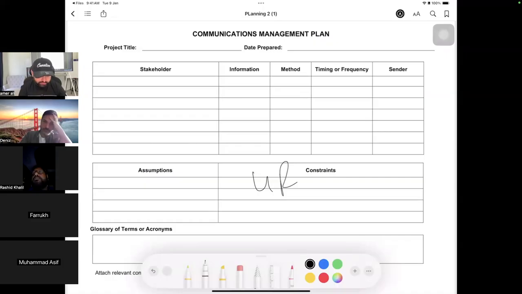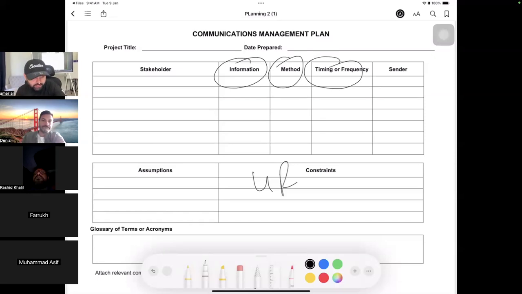What does 4R stand for? Right information, right time, right method, right people, providing the information that is needed according to the project requirement. Right information at the right time to the right people to have the right impact. That is your 4R of communication.